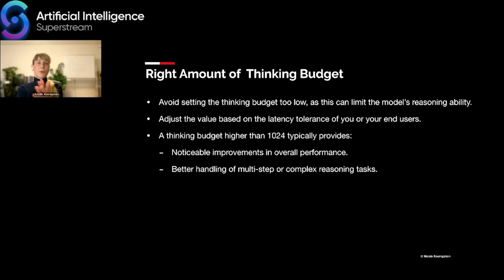So how do you decide the right amount of thinking budget? Avoid setting the thinking budget too low. Of course, this can really limit the model's reasoning ability. Adjust the value based on the latency tolerance you or your end users have. So this is really important, of course. And a thinking budget higher than 1024 typically provides better overall performance and better handling of multi-step complex reasoning tasks.